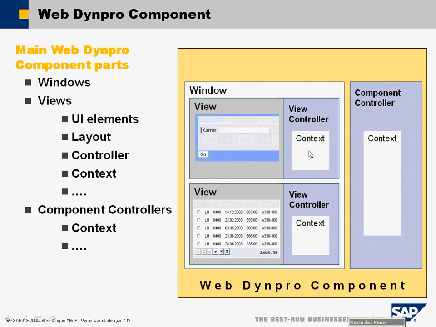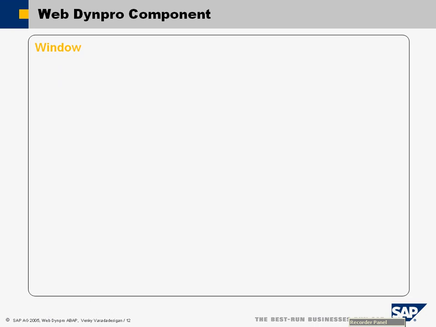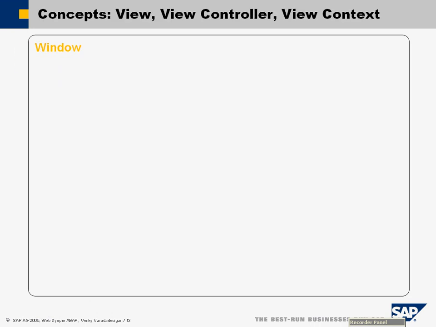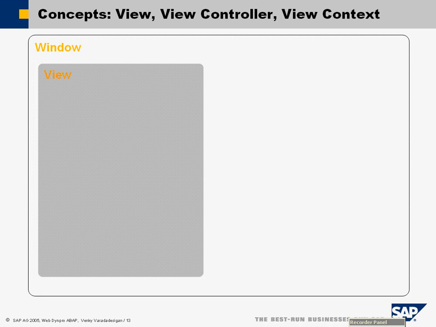One is holding the data in the form of something called a context, right? The context is a placeholder for holding your data, and also handling the methods and events. So each view has only one view controller, and each component also has something called a component controller. Additionally, you can also have a custom controller. All right, so these are the basic building blocks of Web Dynpro.